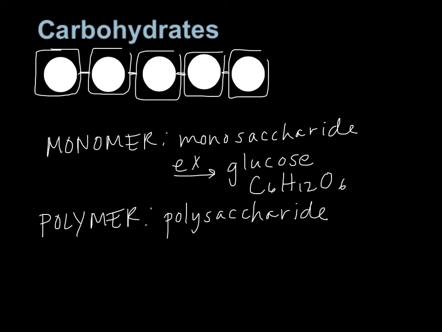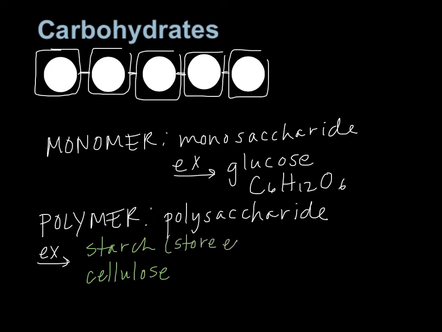There are 4 different examples of polysaccharides that I would like you to know. The first 2 are found in plants, so we'll make those green. Starch is an example of a polysaccharide, and cellulose is an example of a polysaccharide. Starch is what plants use to store energy, and cellulose is what plants use for structure.